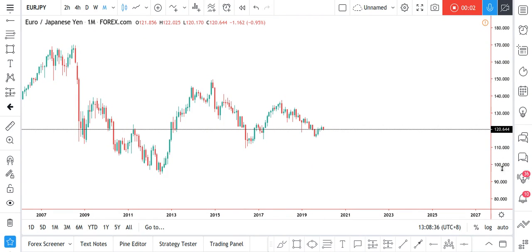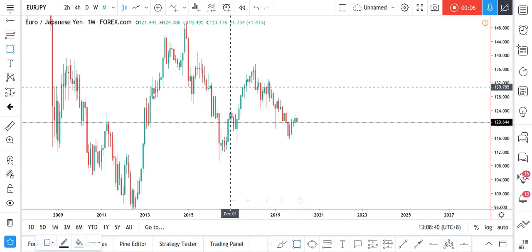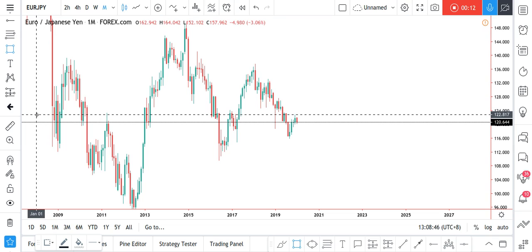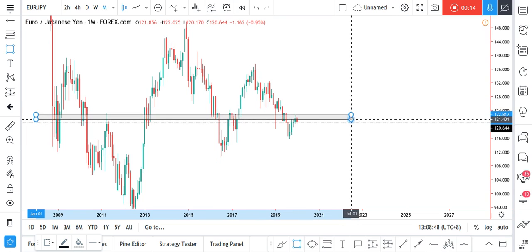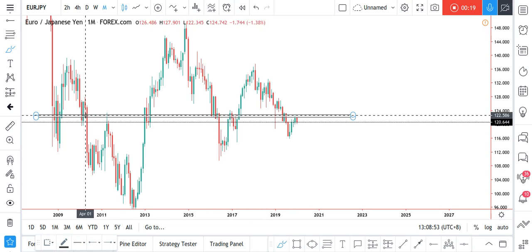Hey traders, let's have a quick look at EURJPY from a monthly perspective. It's very clear and simple to see that the market has now started to reject this very strong area in the market, and you can expect the market to make a further push to the downside.